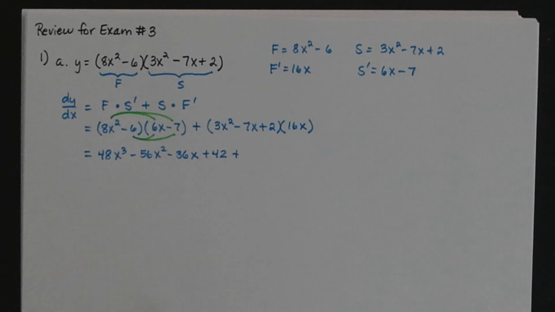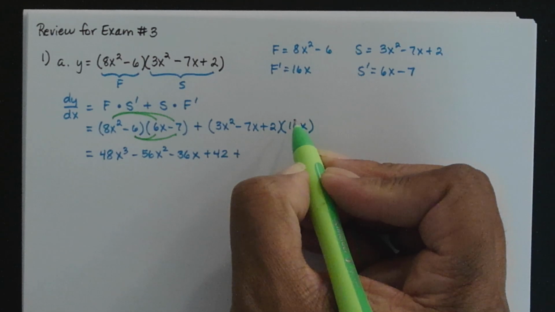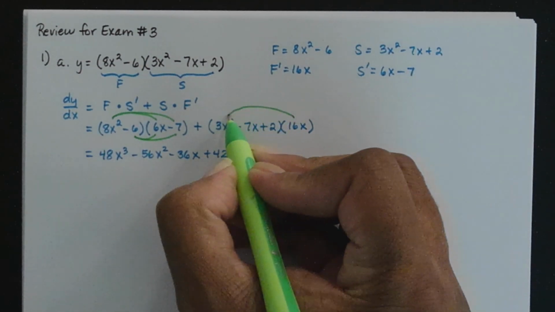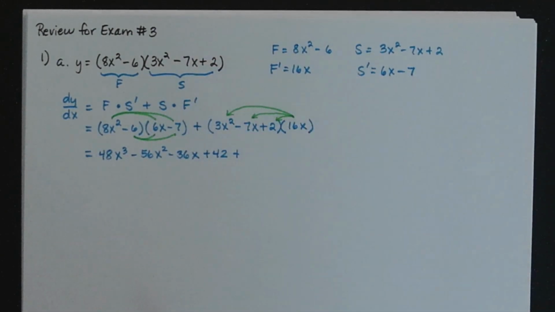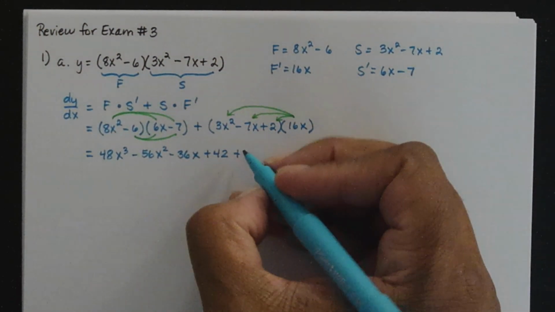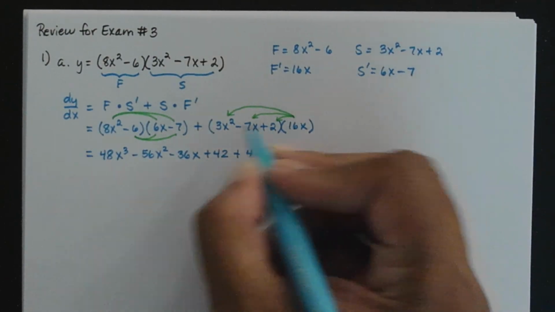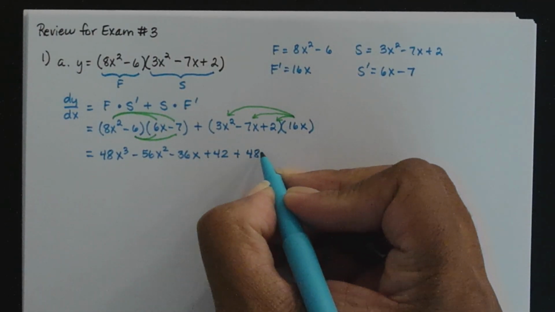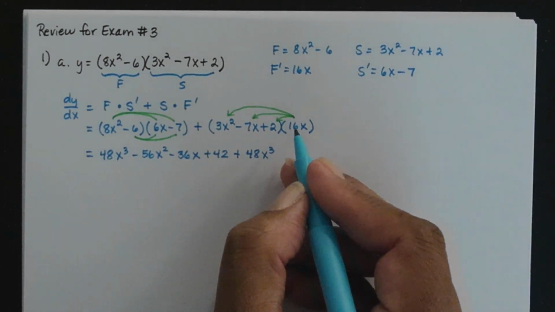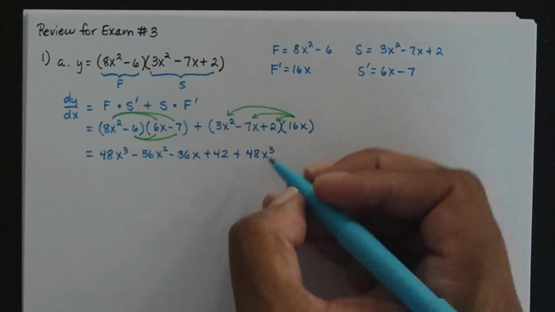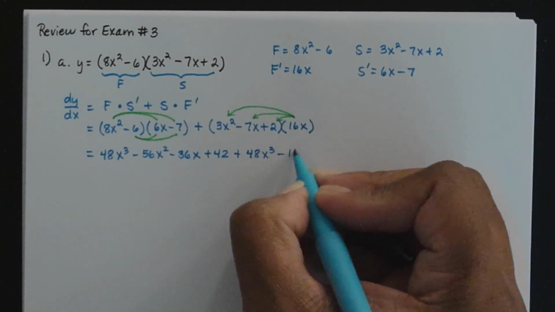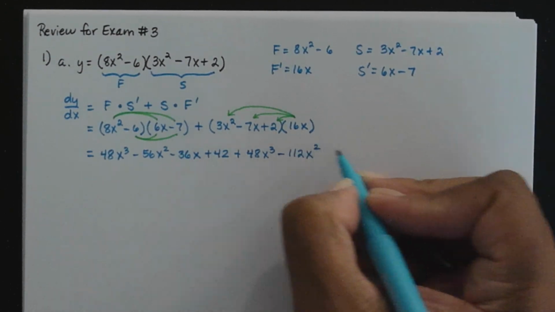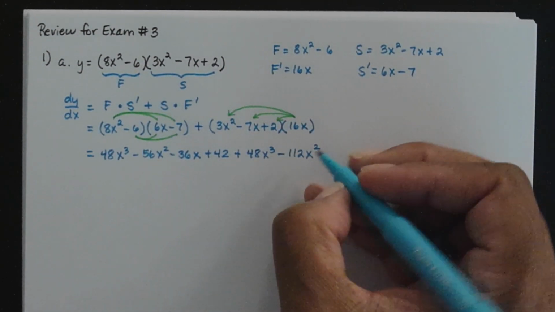Okay. And then for this part right here, we just use the distributive property, distribute the 16x over the 3x squared minus 7x plus 2. So if I do 16x times the 3x squared, that would be 48x cubed. And then 16x times that minus 7x, that's 112. So it'd be minus 112x squared. And then 16x times 2 would be 32x.